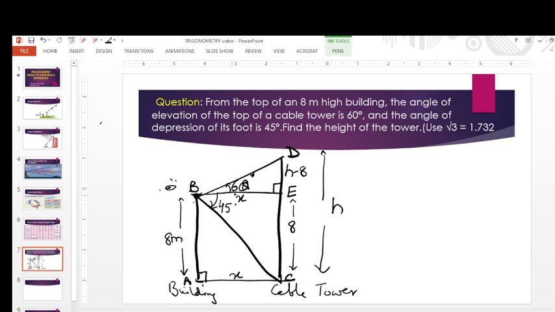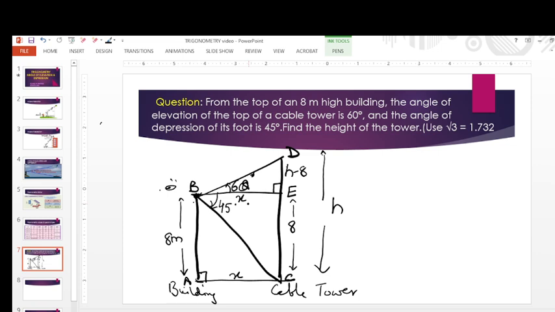In this, let's suppose I'm taking the first triangle BDE. So what I'll do, I'll use tan 60, which is opposite upon adjacent. But will I be able to find it? No, because there are two variables. H is a variable, X is also a variable. We will stop. We will not be able to find H. Okay. So first we need to find X.